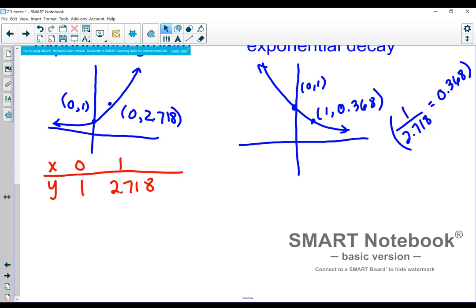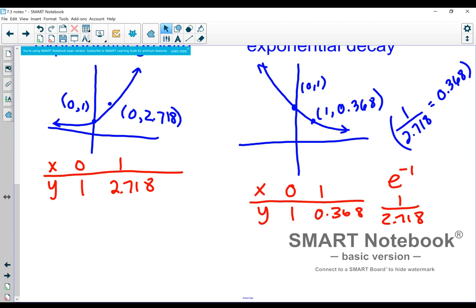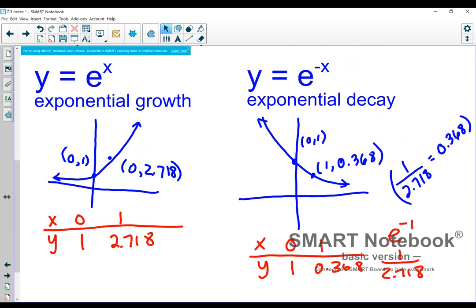And then if I was using negative x as my exponent, well, there's no negative 0. 0 is still going to be 1. But if x is 1 now, that means e to the negative 1 power, which is 1 over 2.718, which is going to be 0.368. So that's where I got these numbers that I graphed here. And it's just to show you again, growth still looks like it's going up. Decay is still falling from left to right. So it still follows that pattern.